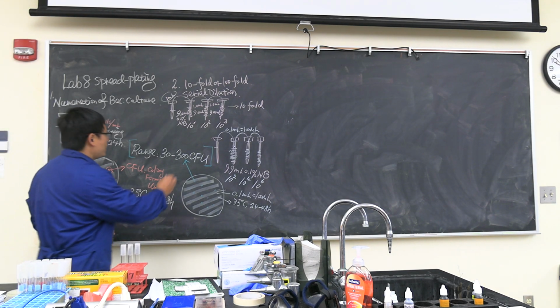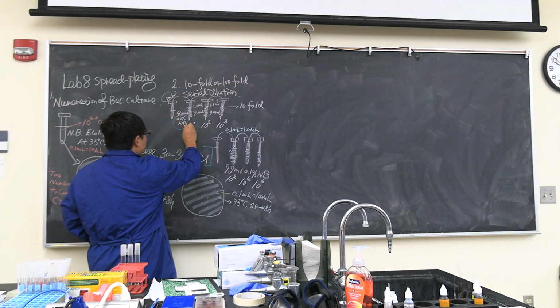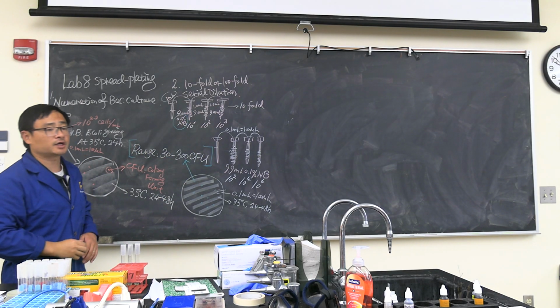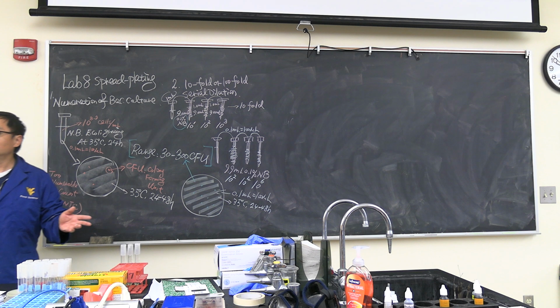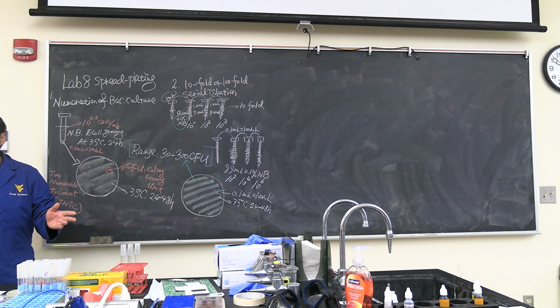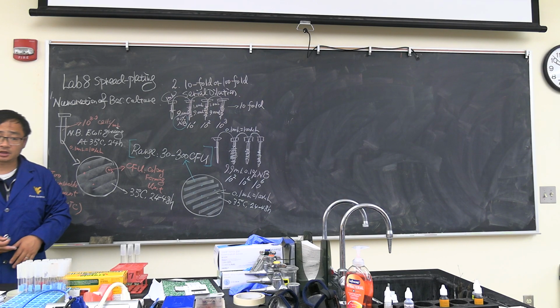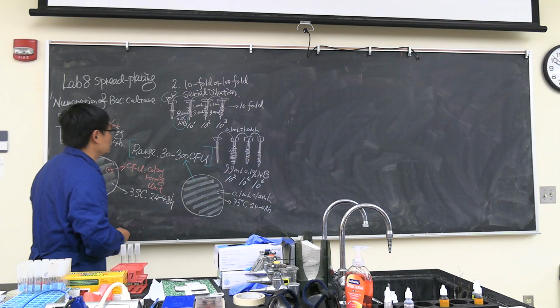And also, why are we using 0.1% neutron broth instead of distilled water? Because we want to keep the osmotic balance of the bacterial cell. If we only use tap water or distilled water, bacteria could burst sometimes. So that's why we're using 0.1% neutron broth.